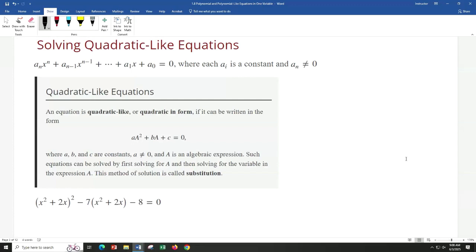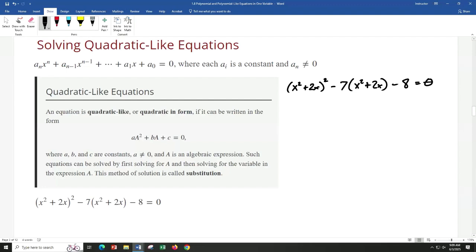So let's do one. And I'm gonna work you through it very carefully. So let's look at this first. I'm gonna rewrite, so we can kind of work in order. I have x squared plus 2x squared minus 7, x squared plus 2x minus 8 all equal to 0.